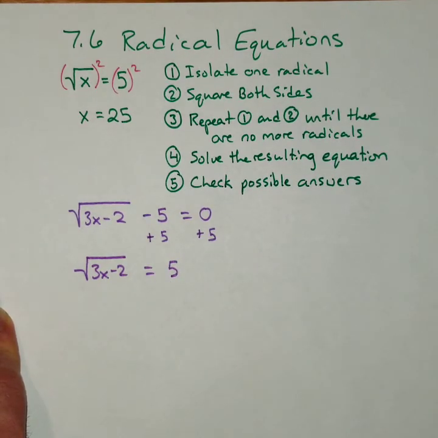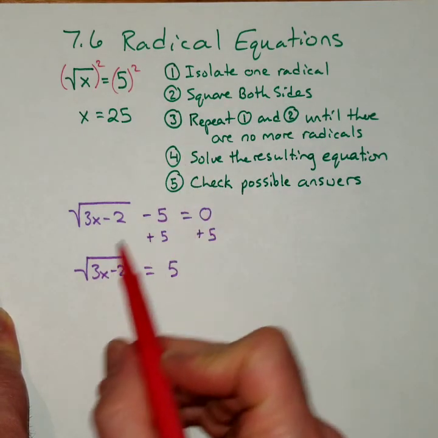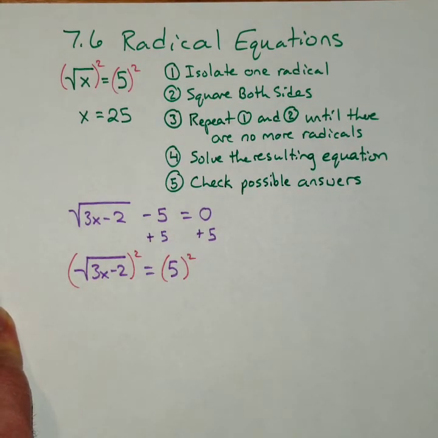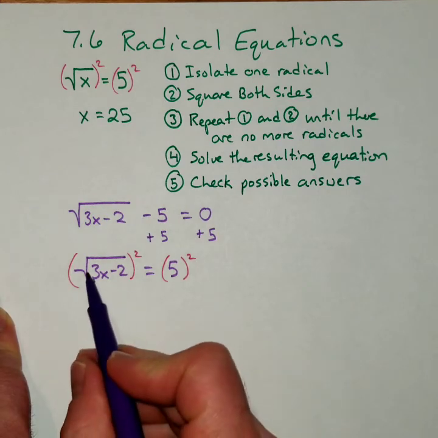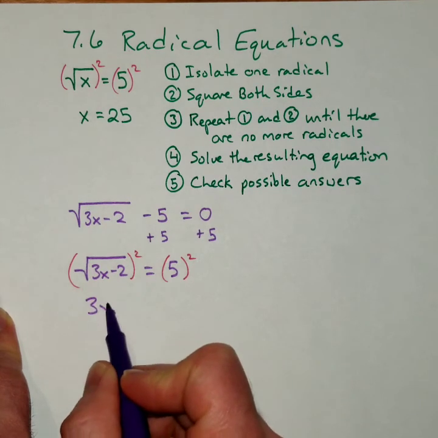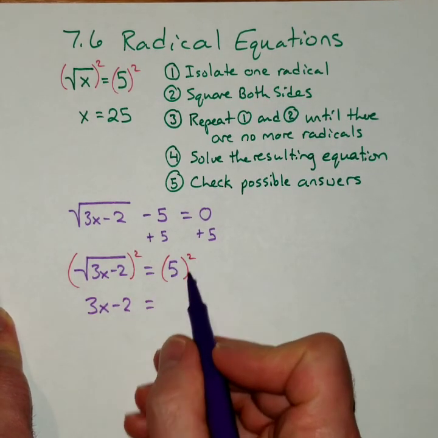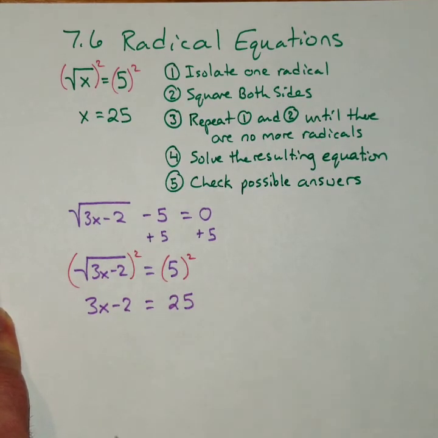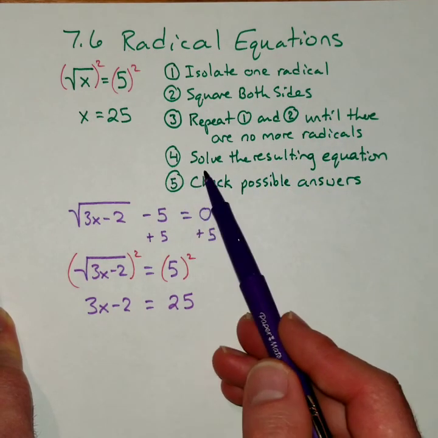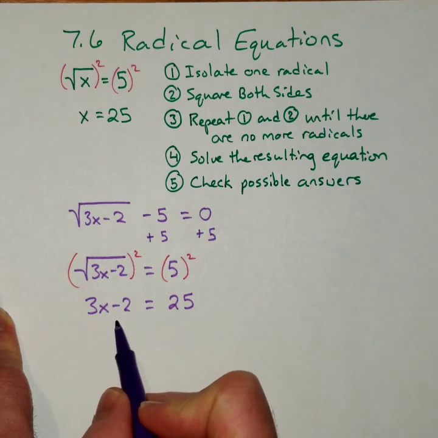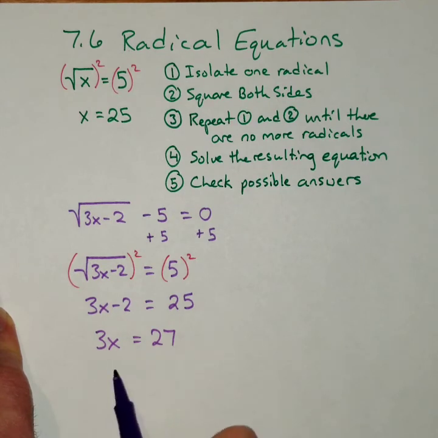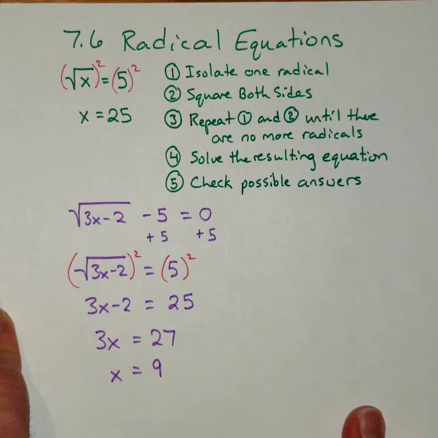We're then going to square both sides of this equation because I got the root by itself. So square the left, square the right. And in doing so, there's potential to introduce extra solutions. Okay, so I square that. The square of a square root disappears, and you just have the stuff underneath. The other side, 5 squared is 25. Okay, we don't have to repeat because there are no more radicals. Number 4 is solve the resulting equation. So this one's just a simple linear equation. Add the 2 to both sides. You get 3x is equal to 27. Divide by 3, and you will get 9 as your answer.